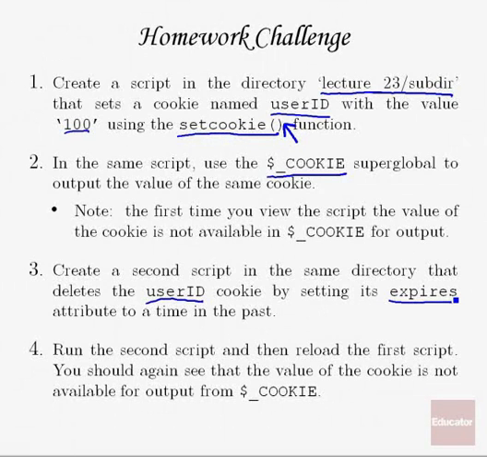When you run the second script, it's going to delete that cookie, and you then go ahead and reload in step 4 that first script again. You should again see that the value of the cookie is not available for output. The reason is that the second script deleted that cookie, so when you go back to that first script, you have no cookie to send to the browser. If you go ahead and refresh that page again, however, because that first script sets the cookie, the second time you load it again, the value of the cookie is going to be able to be output.